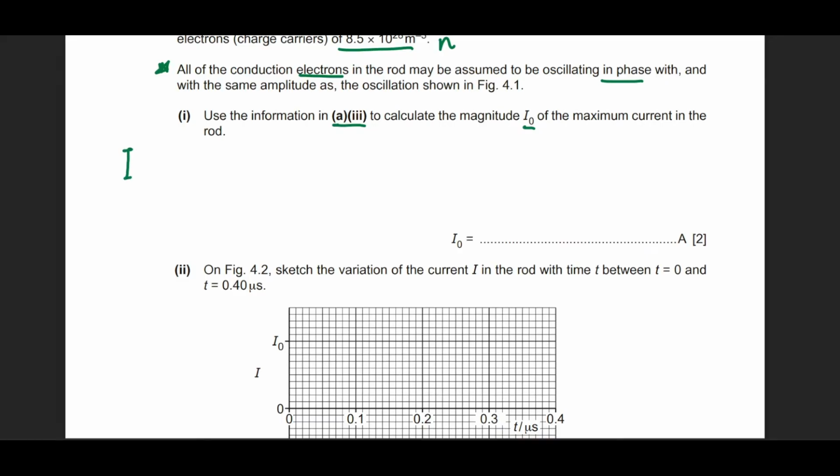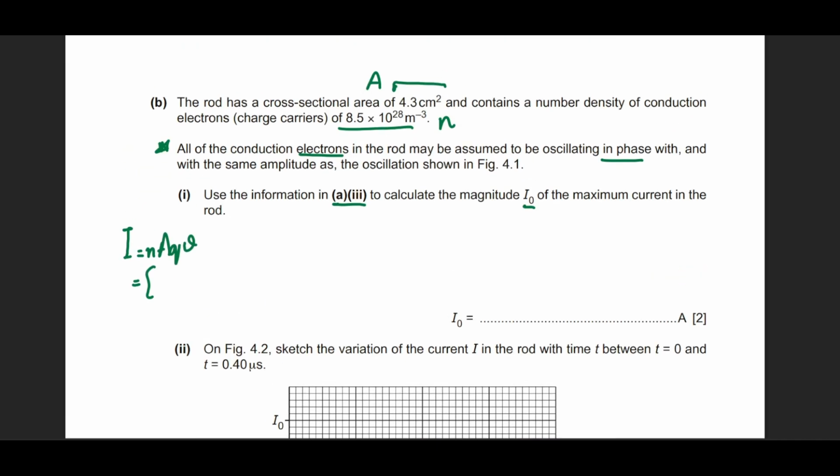No problem. So the formula of I is equal to NAQV. If you remember, NAQV. What is the charge density given in the question? That is 8.5 power 28.